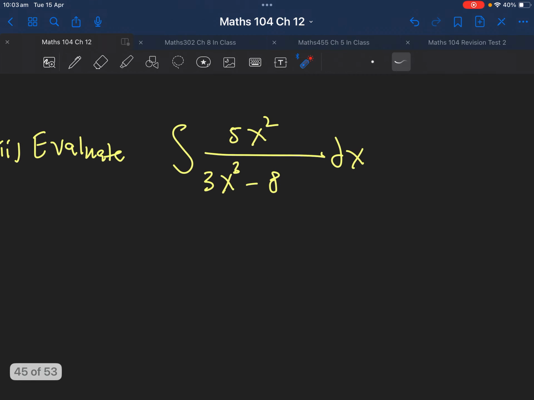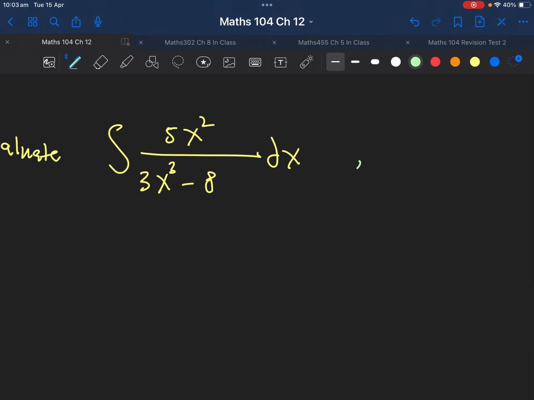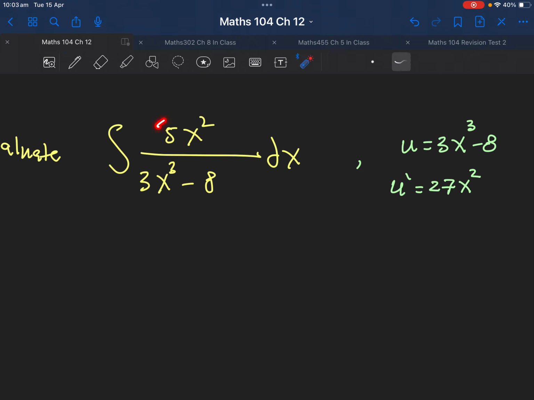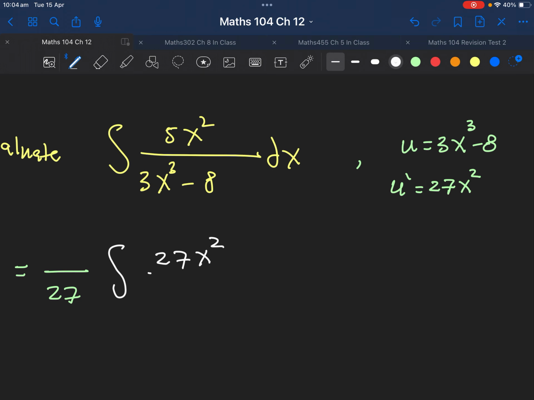Let's go to question number 2, which is again the same thing. Maybe this is my u. Let me check and see. So u is 3x cubed minus 8. So u prime will be just 27x squared. Uh-oh, I don't have 27 up here. I need 27 to be here. So what you will do, you will just add the 27 x squared.